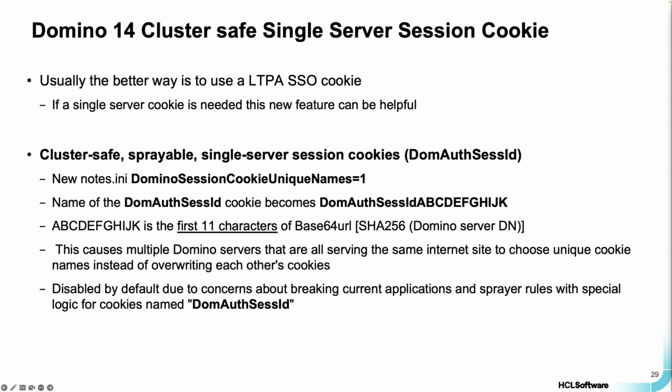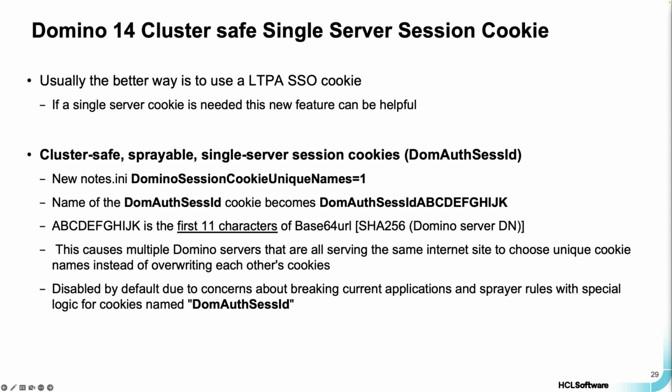The one drawback here is that we disabled the functionality by default because we are well aware that many of you have rules baked into your current sprayers or applications that have the string DomAuthSessId hard-coded in there. And we wanted to give you guys time to enhance those rules to say, a cookie starting with DomAuthSessId instead of a cookie that is exactly equal to DomAuthSessId before we went ahead and flip this switch and turn this on by default.